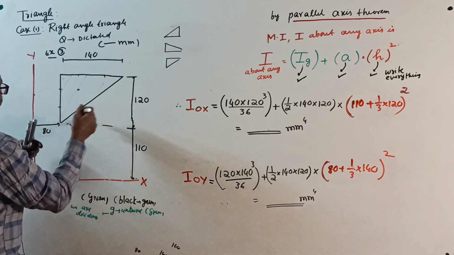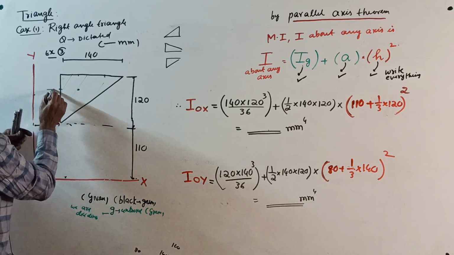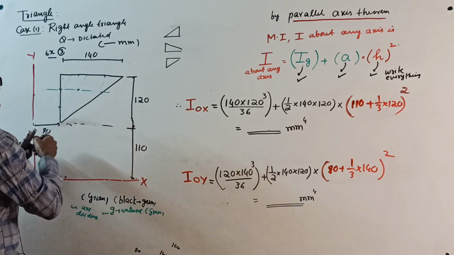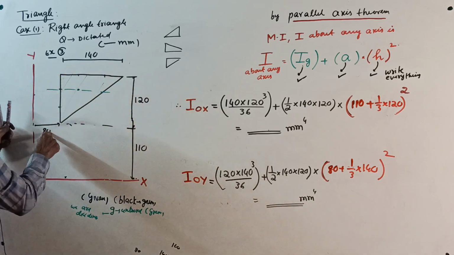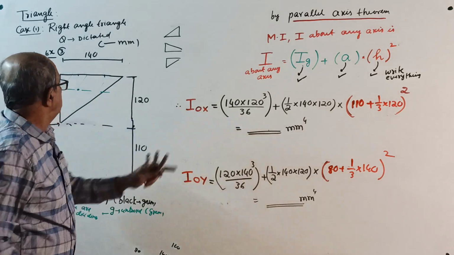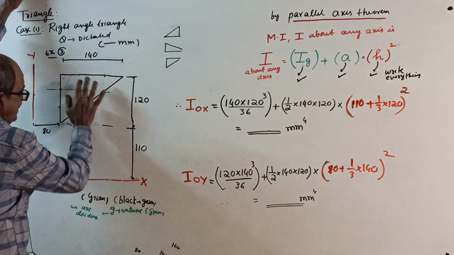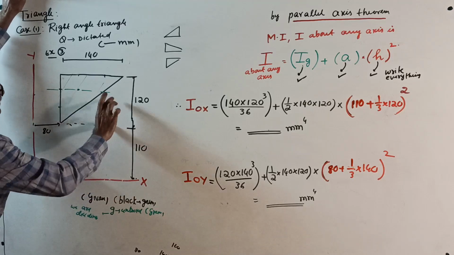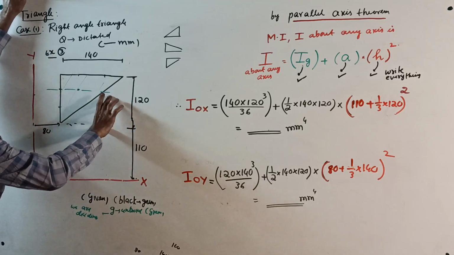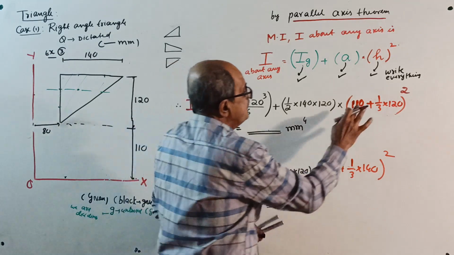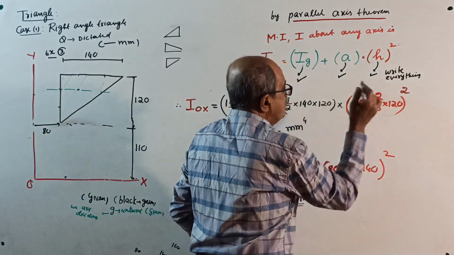First, I about OX. I about its own centroidal axis. 140 into 120 cube by 36 plus half into base into height, the area, into 110 plus this distance. Oh, 2/3 of 120, not 1/3, 2/3 of 120 whole square.